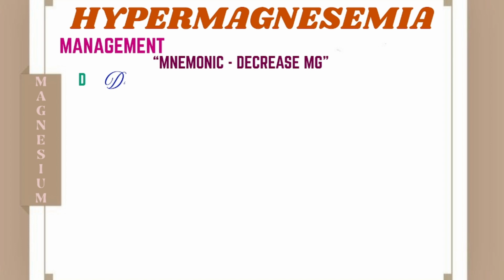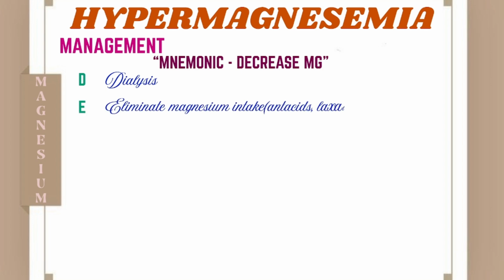Here D stands for dialysis. If the patient has renal failure or magnesium levels are very high, then hemodialysis can be done to remove excess magnesium from the body. E stands for eliminate magnesium intake, antacids or laxatives. We can stop all the magnesium containing medications or supplements, meaning we can restrict magnesium intake.